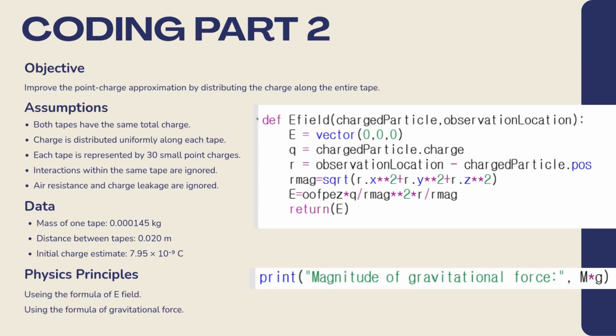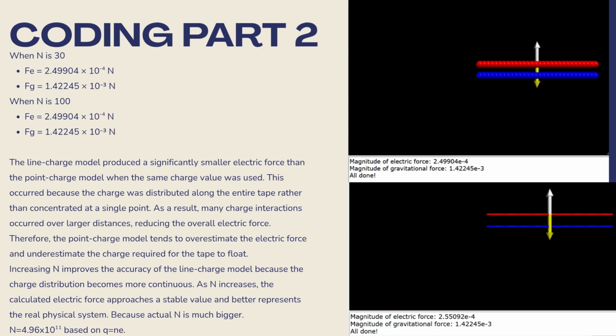In the second computational model, I improved the point charge approximation by distributing the charge along the entire tape. Instead of representing each tape as a single charge, I represented each tape as many small point charges arranged in a line. This line charge model more closely resembles the real physical tape because charge is spread across the tape rather than concentrated at one location. The same experimental values were used, including the tape mass, separation distance, and charge estimated from part 1. The results are shown here.